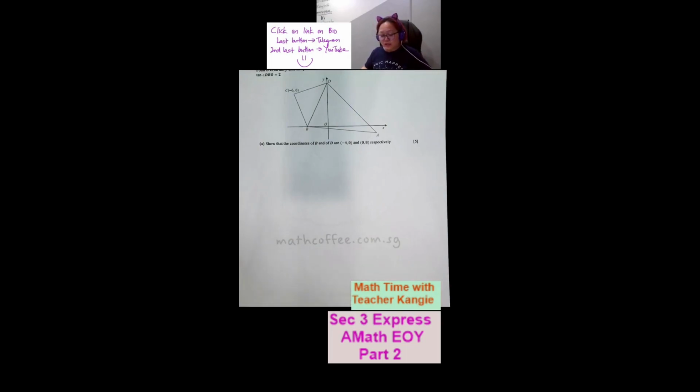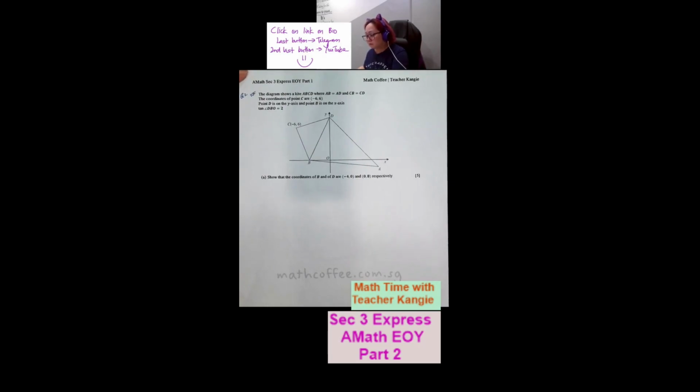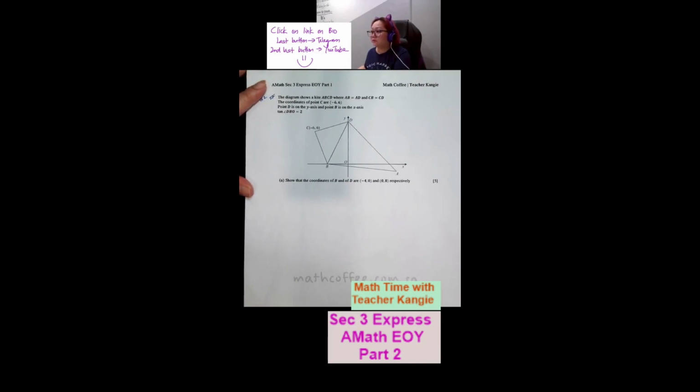So now let's go to the next question. The next question is coordinate geometry. This is a slightly tricky question. Let me shift the question until you all can see. Okay, good. This will be the best.